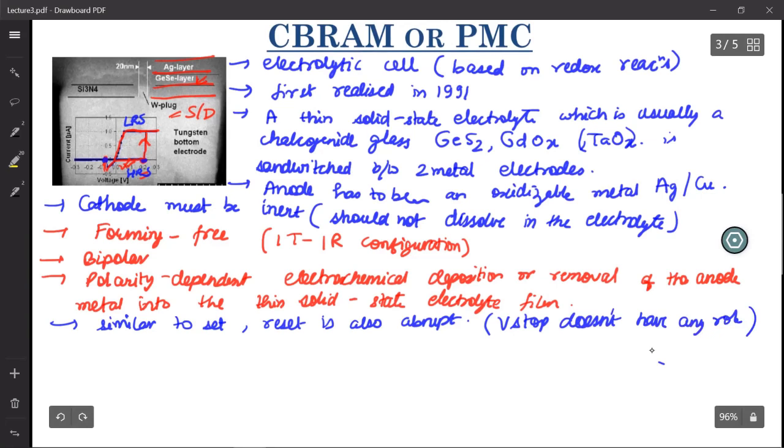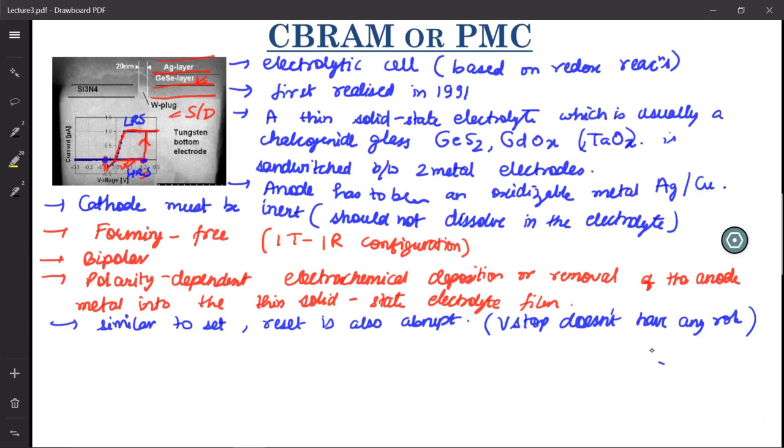There, V stop had a role in deciding the final HRS just because the reset process was gradual. Even when you applied voltages for a large duration, beyond the V reset, there was a kind of transition or switch, a kind of dissolution of your conductive filament. But here, even the reset is abrupt. So V stop doesn't have any role.